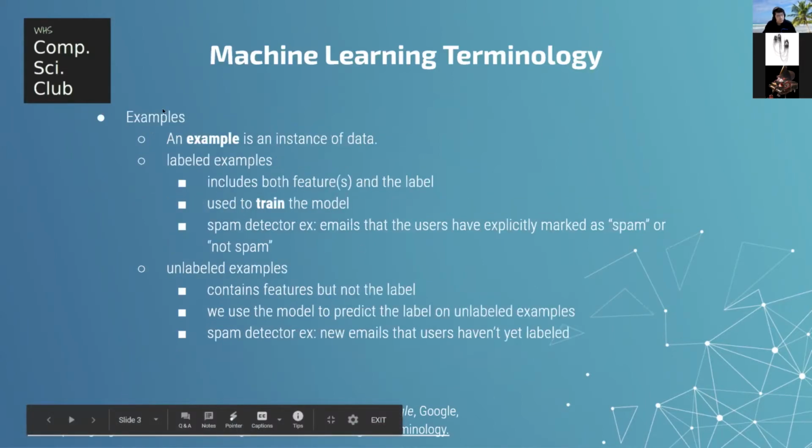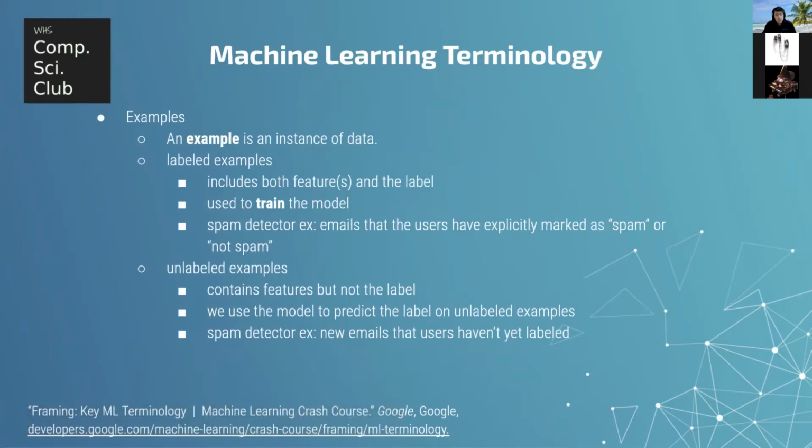And then examples. An example is an instance of data. There are two different types of categories. The first one is labeled examples. Labeled examples include both the feature and the label, and they're used to train the model. In our spam detector example, emails that the user has explicitly marked as spam or not spam are labeled examples. The reason they're labeled is because we already know this email is spam, or this one isn't. So they're already marked.